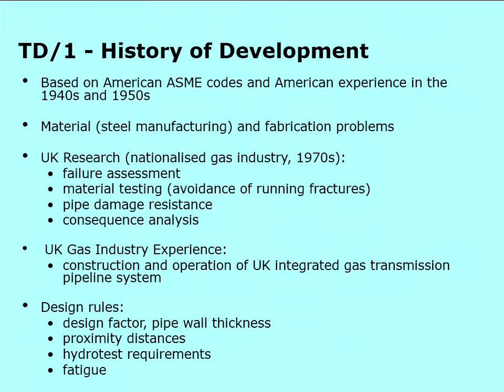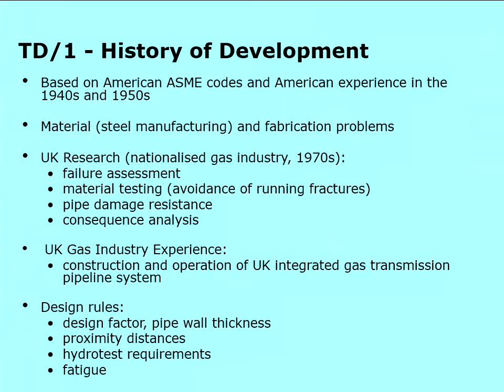So the principles of TD1, let's think about routing and proximity, takes account of the characteristics of developments and patterns of population, minimises risk to the public, but most importantly recognises there is a finite possibility of failure, and the proximity distances are in place to limit consequences of failure.